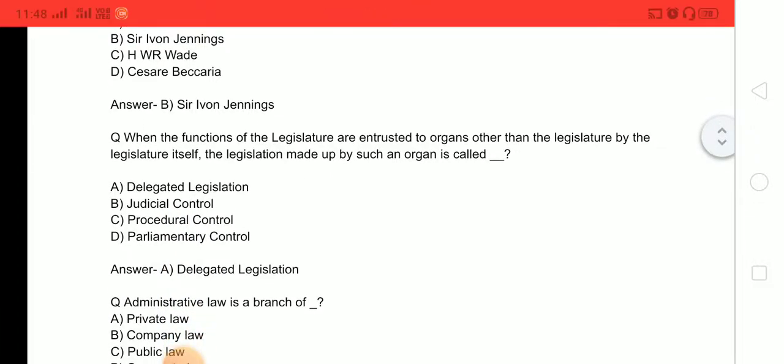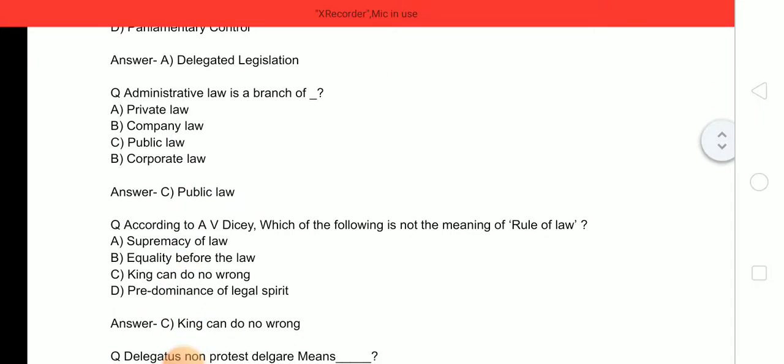Next question is, when the functions of the legislature are entrusted to organs other than the legislature by the legislature itself, then legislation made by such organ is called delegated legislation. Next question, administrative law is a branch of public law.